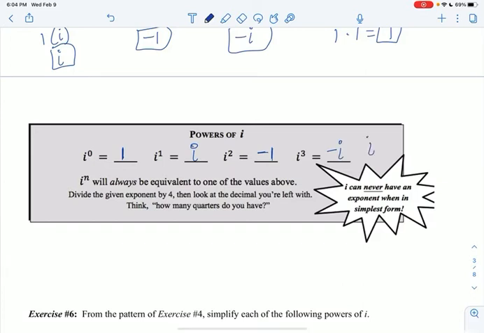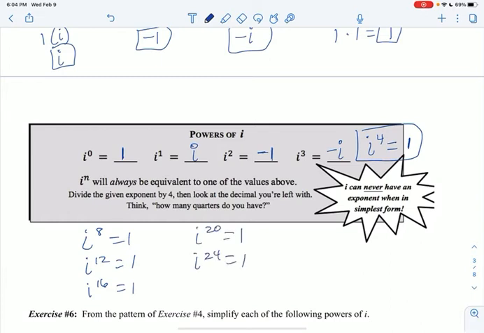And I do want you to add one more. i to the fourth power is 1. That's the important one. In fact, any exponent that is a factor of 4 is going to equal 1. Like i to the 8th is 1. i to the 12th is 1. i to the 16th is 1. Because remember, this pattern just keeps on going on and on. i to the 20th is 1. i to the 24th is 1. i to the 28th is 1.